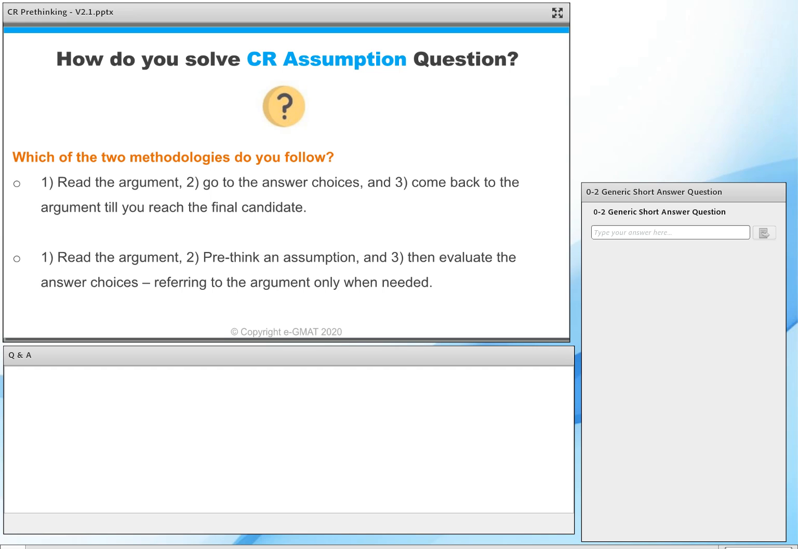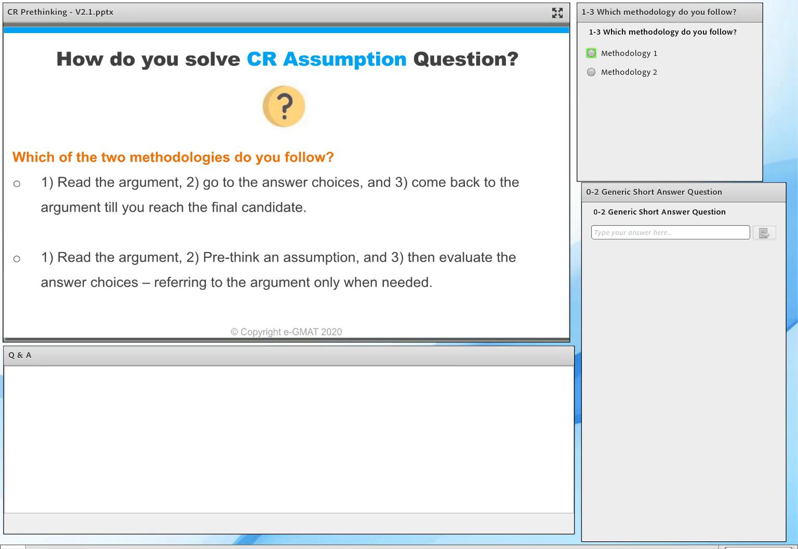So with that, let's talk about which methodology you follow. Predominantly there are two methodologies that GMAT aspirants follow. One is they read the argument, go to the answer choices, and come back to the argument. They do this back and forth till they reach the final candidate. The second methodology is they read the argument, pre-think the assumption, and then evaluate the answer choices, going back to the argument only as often as needed.